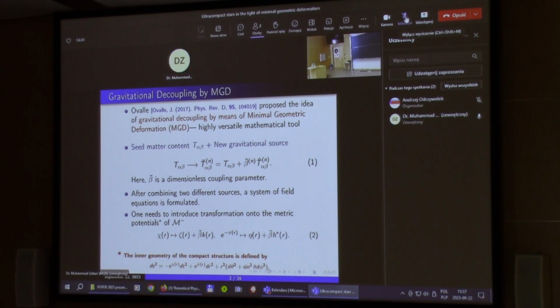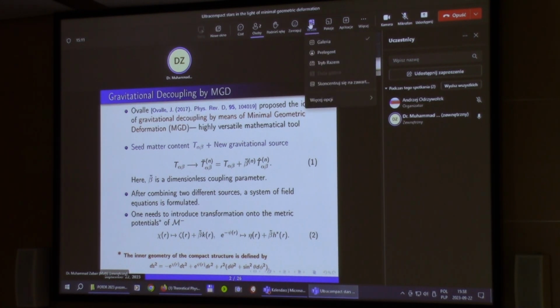In this approach, we consider one seed matter content, like anisotropic or ideal perfect fluid. Then we introduce the new gravitational sources in terms of the energy momentum tensor, with new notation, as given in equation number 1. We try to find out the T alpha beta tilde power n. N stands for the number of new sources, and beta stands for the dimensionless coupling parameter.